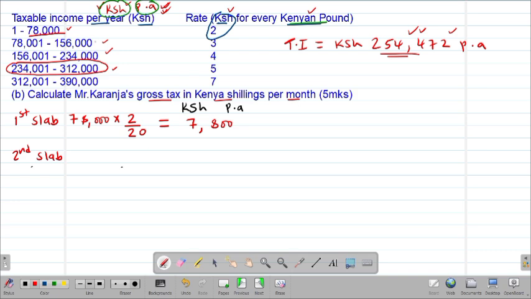We move to the second slab, or the second bracket. To get the amount, we take the difference between these two. You take 156,000 minus 78,000. You just subtract these two amounts.